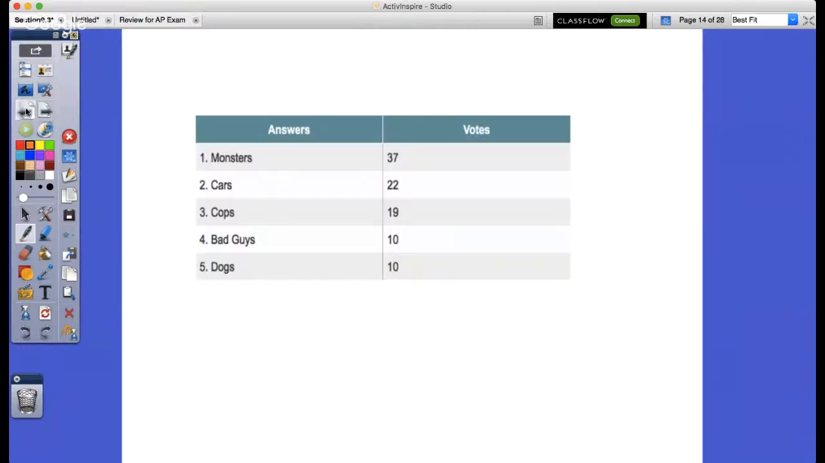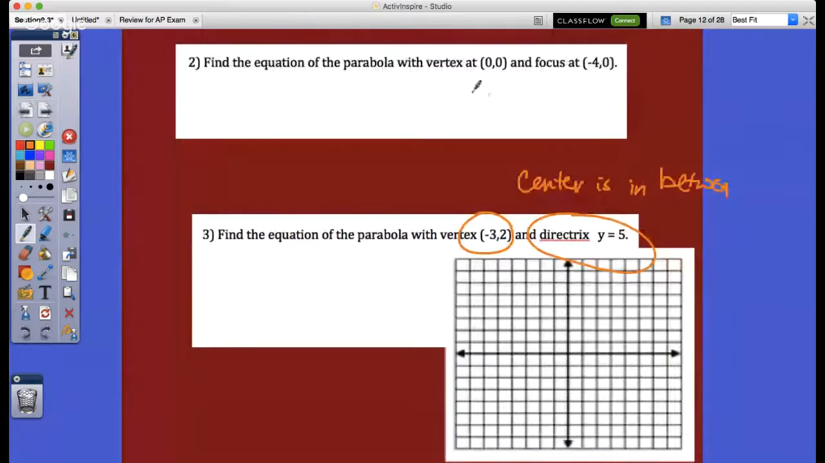Now on this one, it's just a little different. I've given you the vertex and focus. You've got to give me the equation. So we remember 0, 0 here, -4, 0, and we remember that it opens to the left, and with the equation, we got that it was y squared equals -16x.